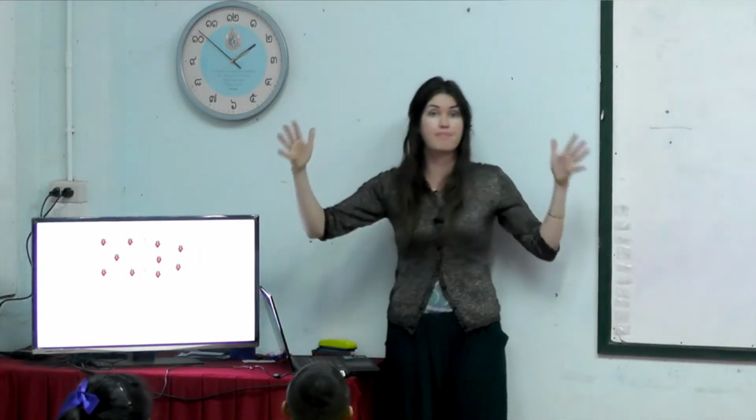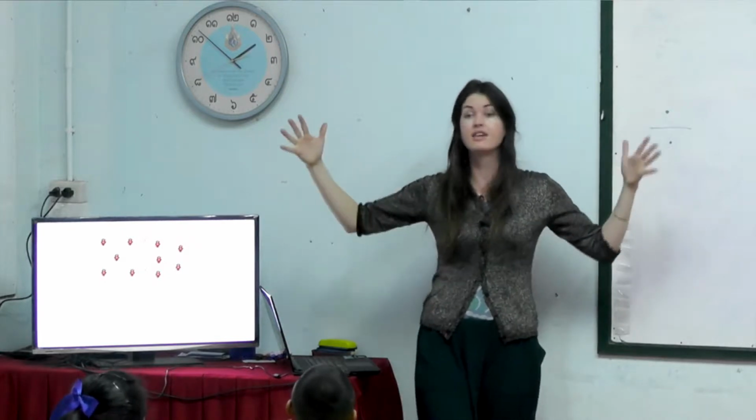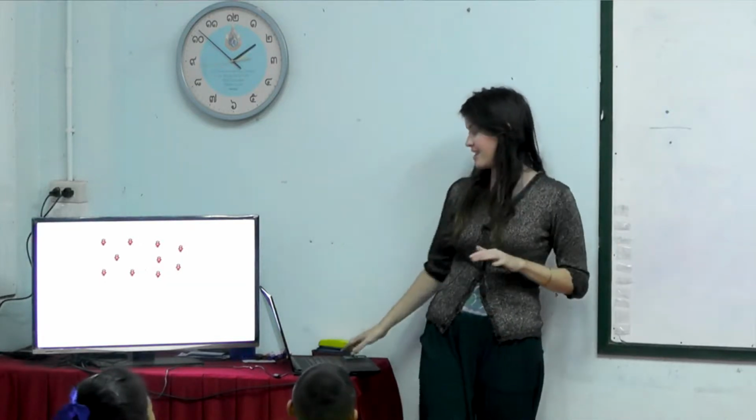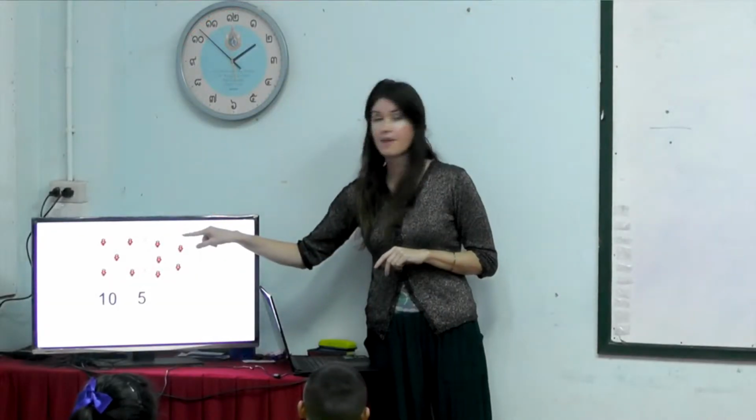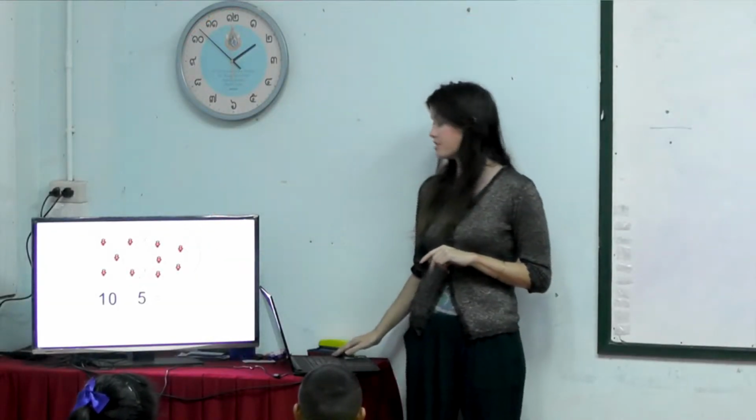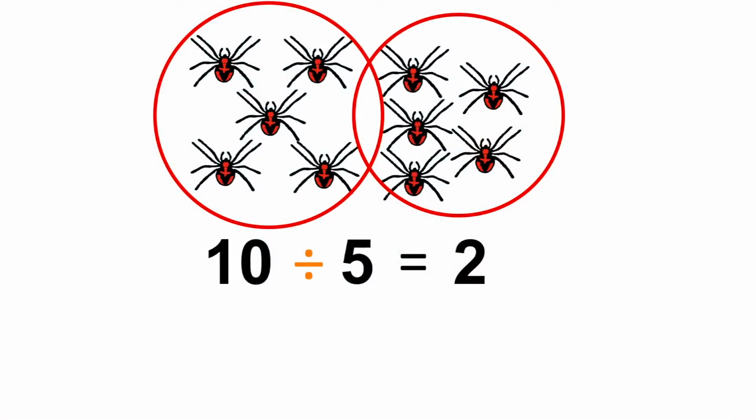We want to start with our biggest number. So how many all together? 10. 10 divided by 5. 10, and we made groups of 5. How many groups did we make of 5? 2. Yeah, so 10 divided by 5 gives us 2. Very nice.